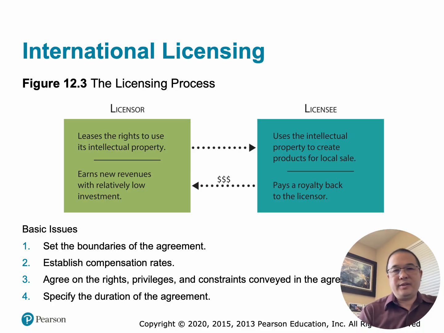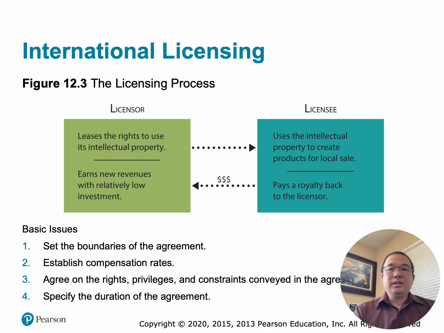The licensing process. So, step one, licensor grants rights. The licensor allows the foreign company to use its intellectual property. Examples would be technology, brand names, and software. The licensor would be the one that leases the rights to use its intellectual property. The licensor keeps ownership of the IP but grants usage rights.